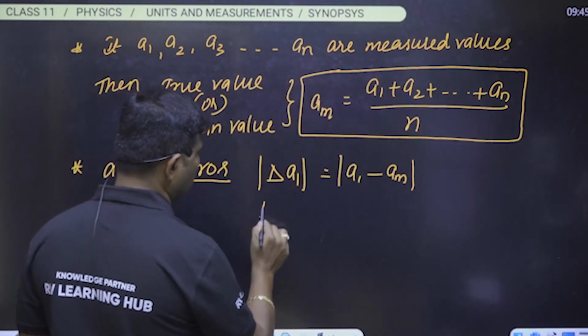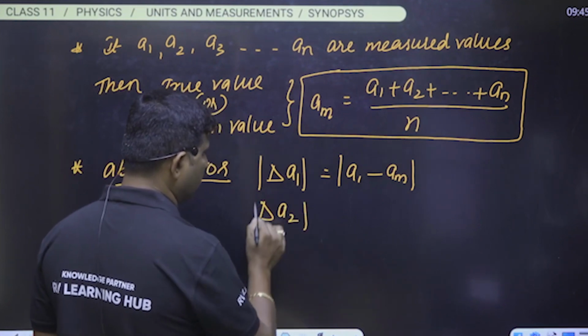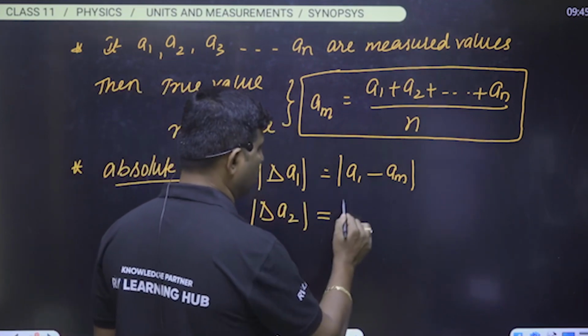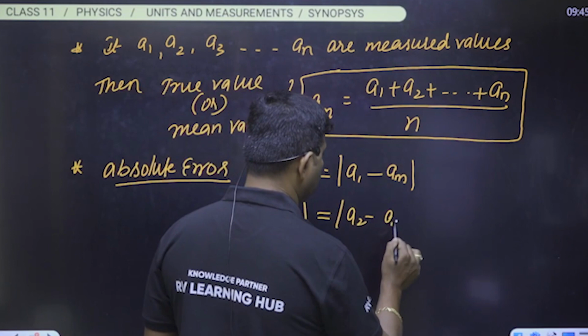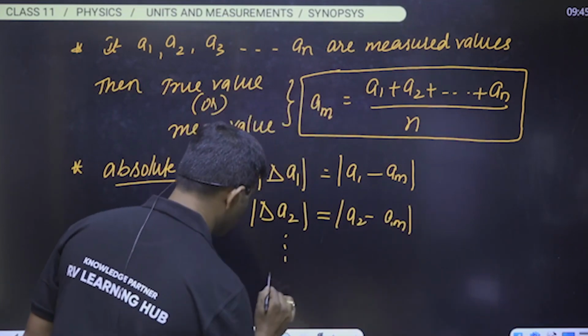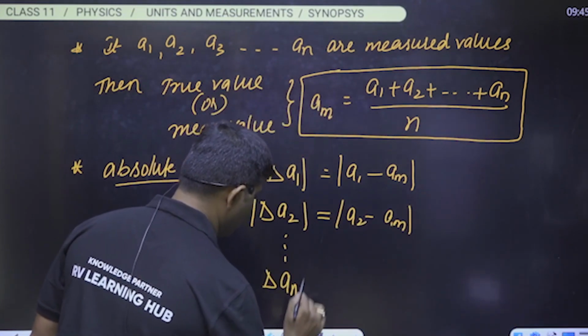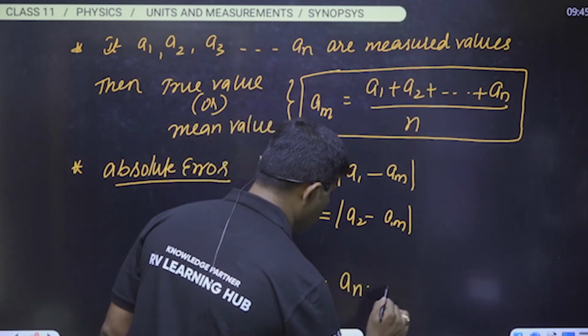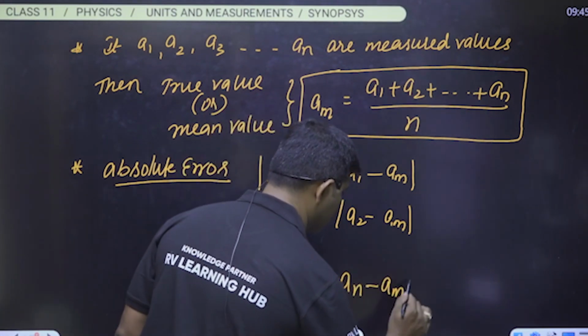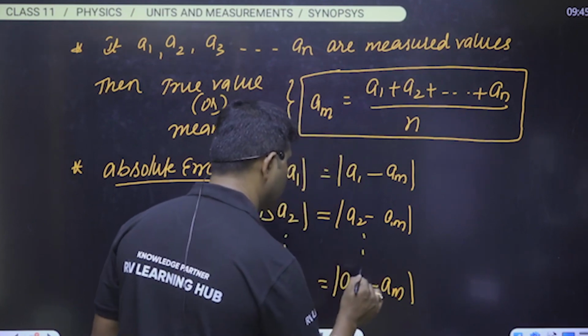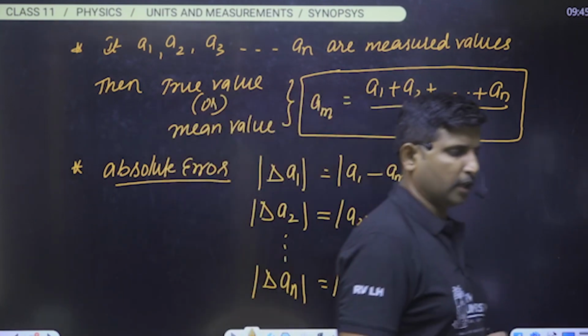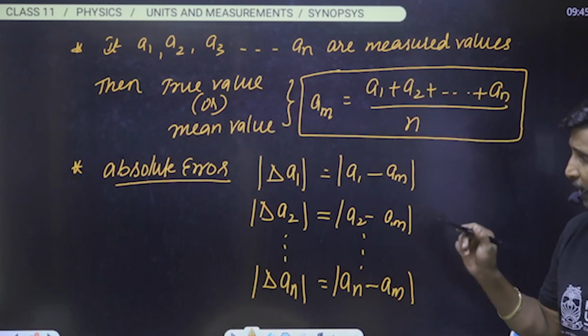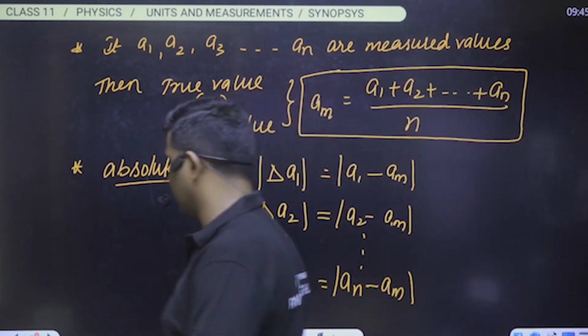Similarly, the delta A2, the absolute error in the second trial, is A2 minus A mean. Similarly, delta AN is equal to AN minus A mean. Like this, we have to find the absolute errors in each and every trial.